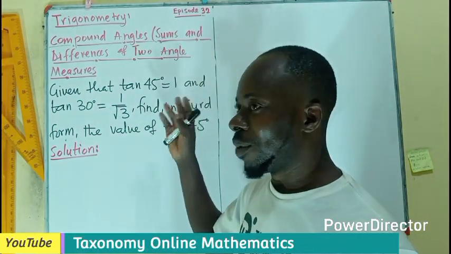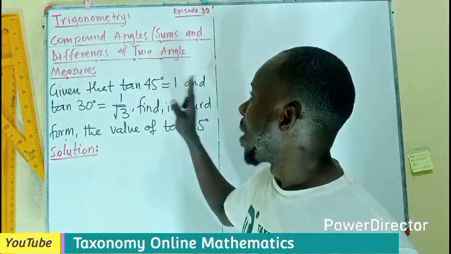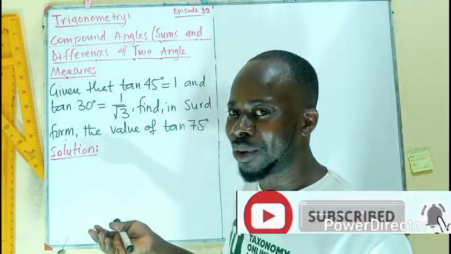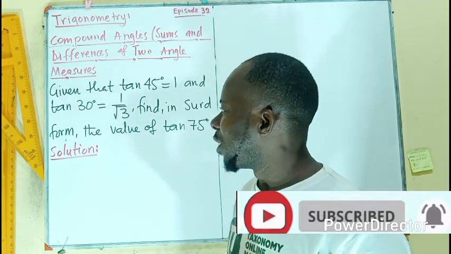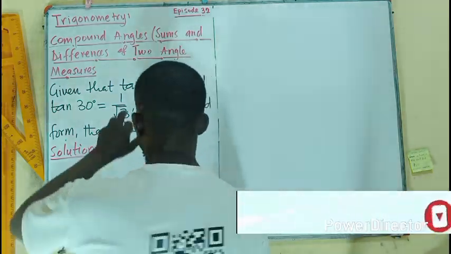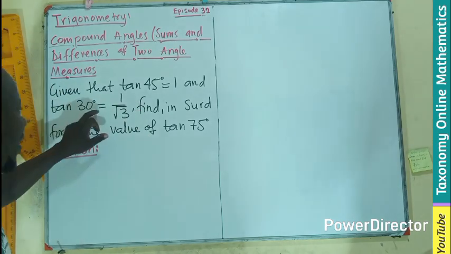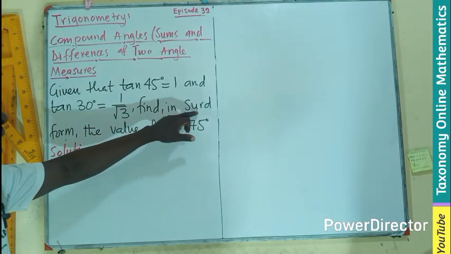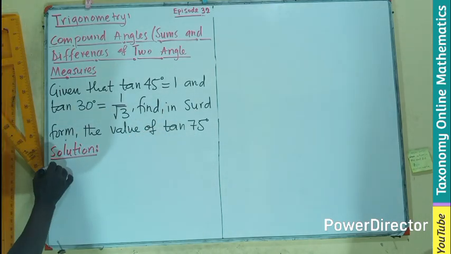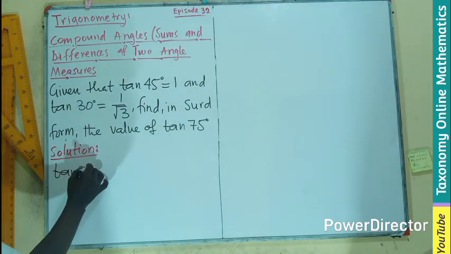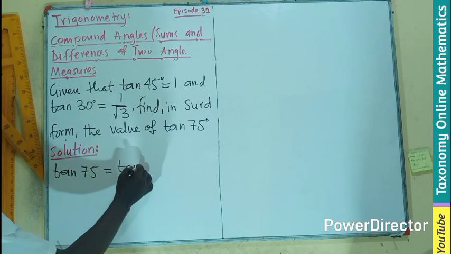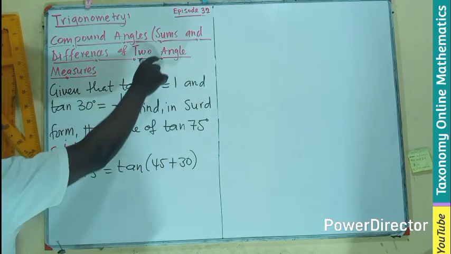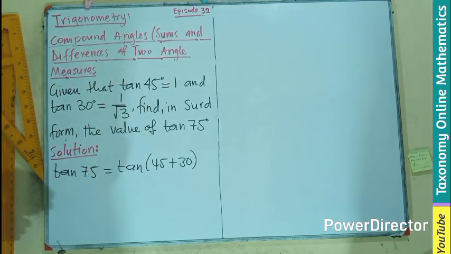I think with all we have done so far on the compound angles, you'll be able to solve this with ease. But before then, you can pause the video, solve it, then compare your solution. So if we are given tan 45 as 1, tan 30 as 1 over root 3, we are finding tan 75 in surd form. So if I have my tan 75, I can rewrite that as tan of 45 plus 30, which shows the sum of the two angles we are having.